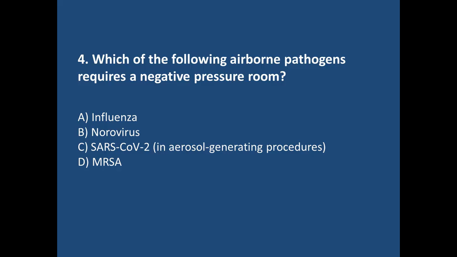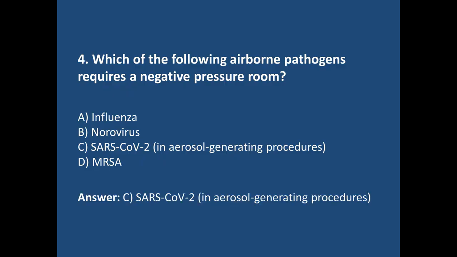Question number 4. Which of the following airborne pathogens requires a negative pressure room? A. Influenza. B. Norovirus. C. SARS-CoV in aerosol generating procedures. And D. MRSA. And the answer is C. SARS-CoV especially in aerosol generating procedures.